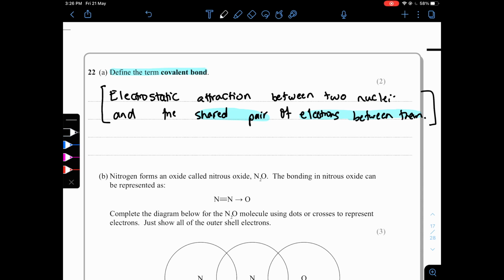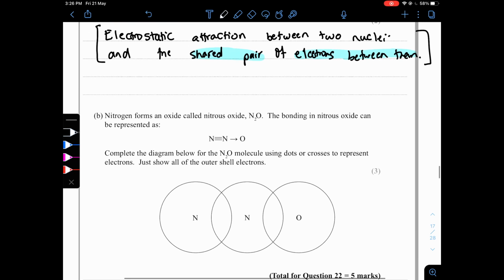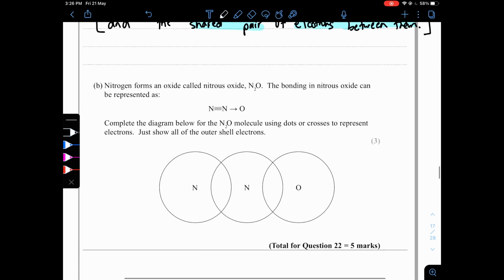So we have part B. Nitrogen forms an oxide called nitrous oxide, N2O, and the bonding in nitrous oxide can be represented by N triple bond N and then the coordinate bond to O. Complete the diagram below for the N2O molecule using dots or crosses to represent electrons. Just show all of the outer electrons. So this is a three marker question. So let's do this. Let's see what happens.